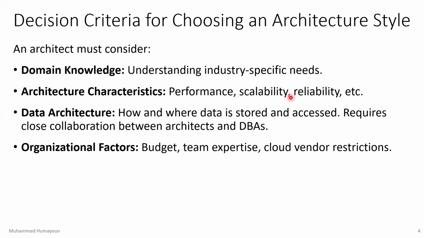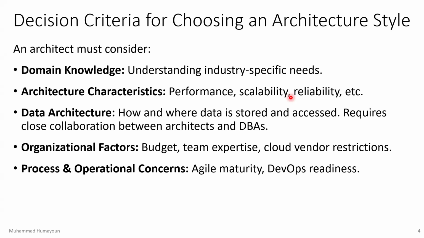And then cloud vendor restrictions, what cloud vendors provide you and how they restrict you. You need to think about those. Then operational concerns or processes, like what kind of agile methodology your company is using. Is your company still working in old ways like the waterfall model, or are they accepting agile? Are they accepting DevOps readiness? Is your team familiar with these DevOps operations, cloud technologies that we have? These kinds of things also should dictate what architectural style you should pick.